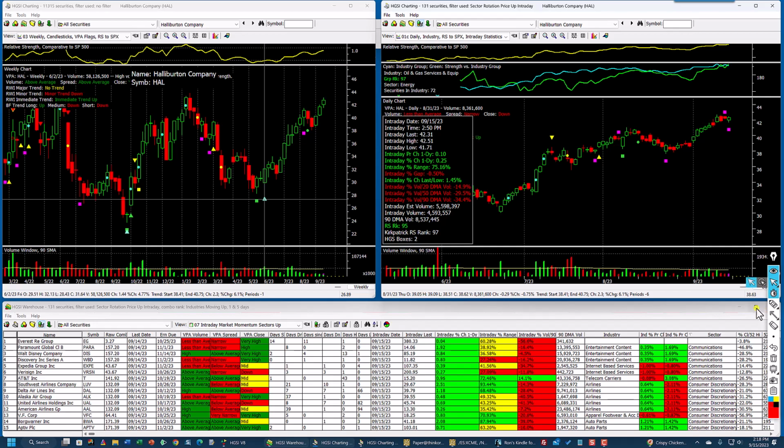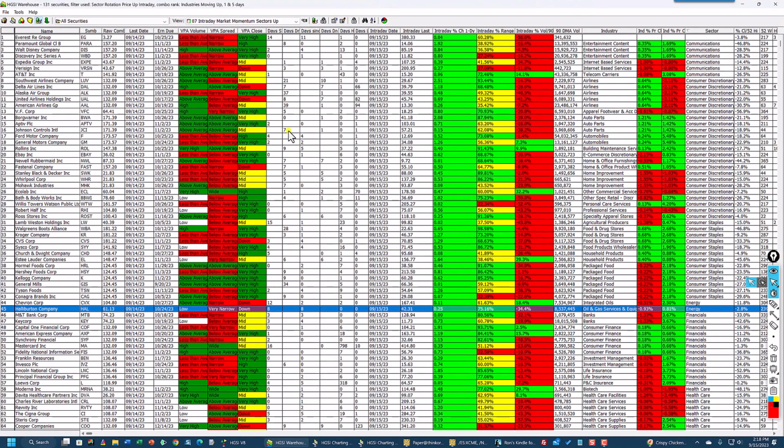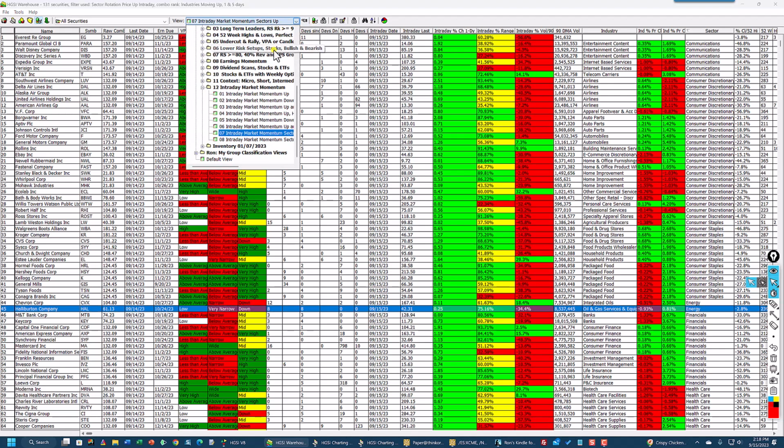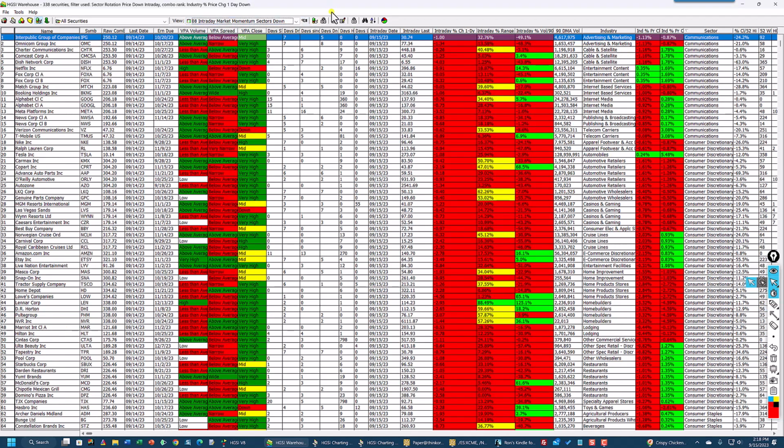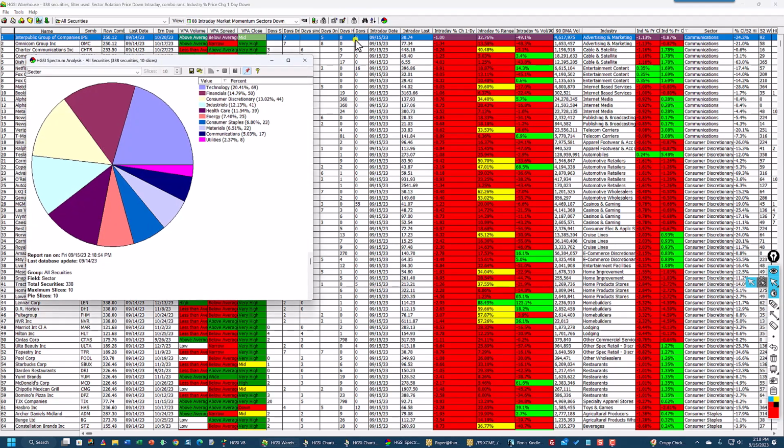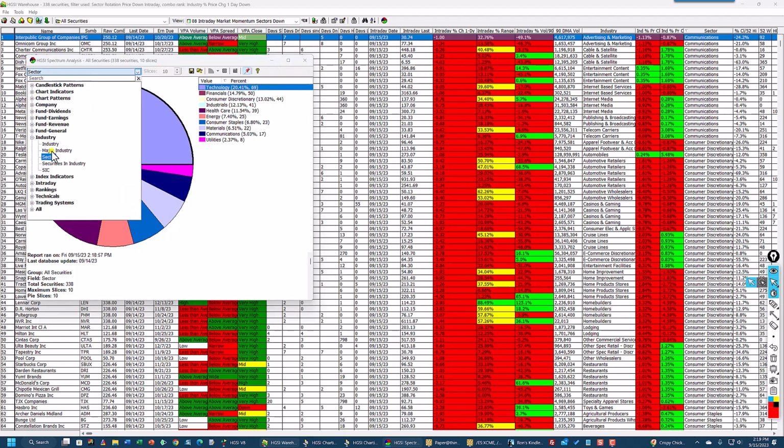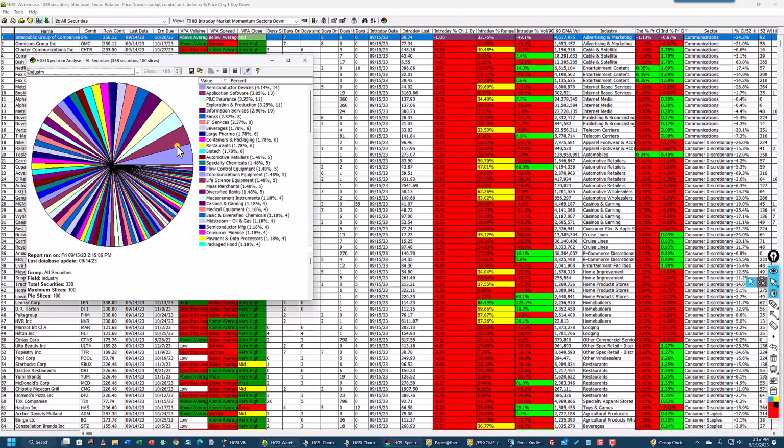Now let's take a quick look on the sectors down. Let's look at this again. Tech sector is getting killed. Let's look at the industries. Semiconductor devices is a dominant group, followed by application software.